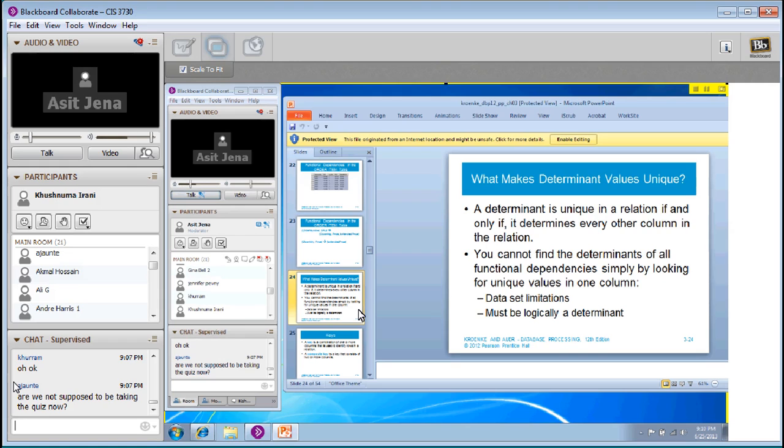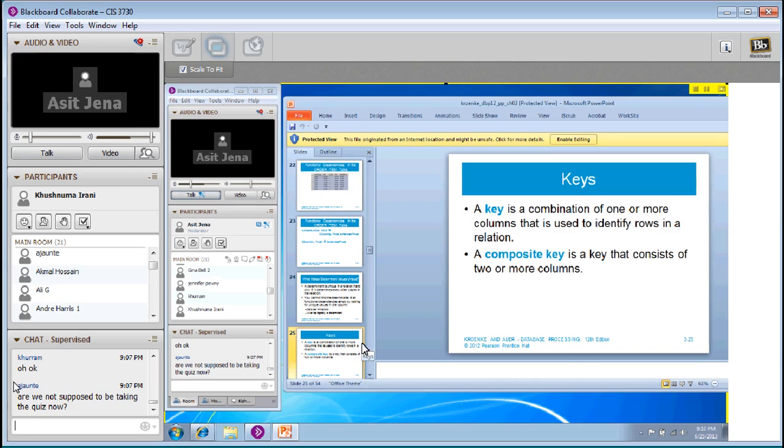You cannot find the determinants of all functional dependencies simply by looking for unique values in one column. So how do we find determinants? You have to do the kind of logical thinking the way I was showing it. So that's how you find the determinant.